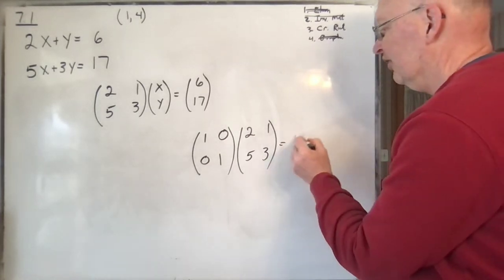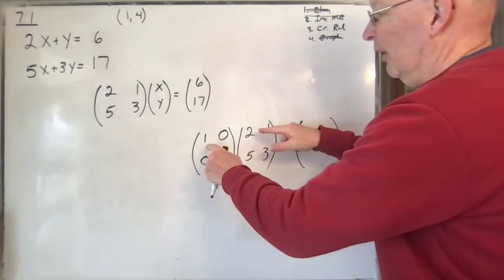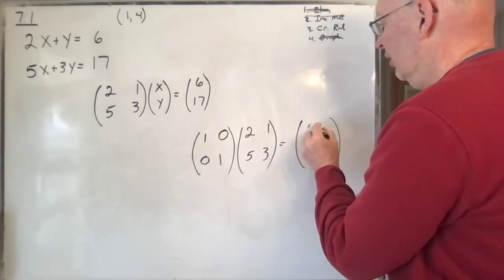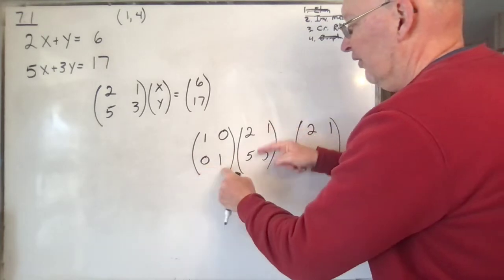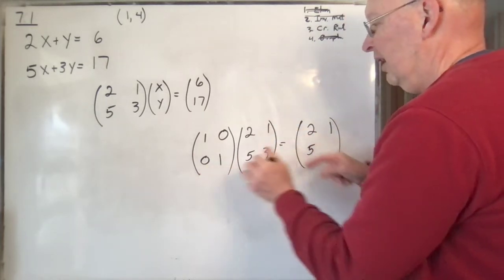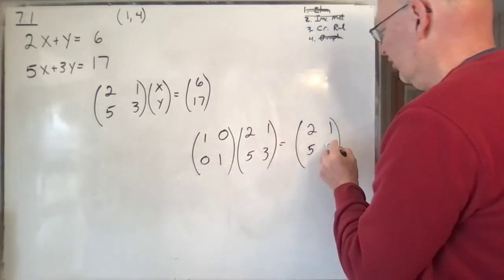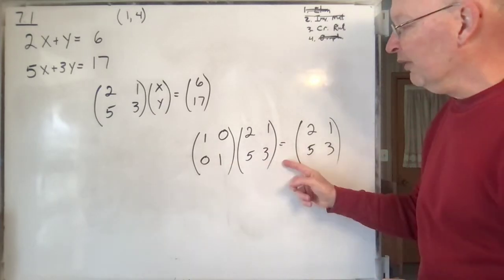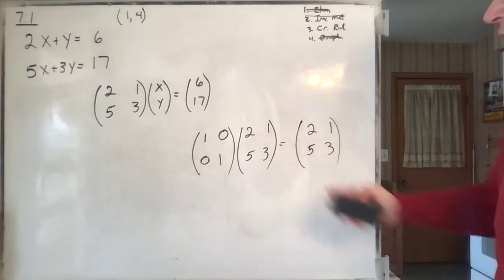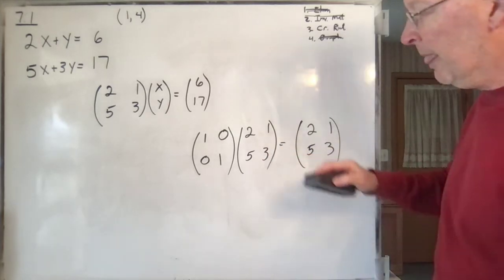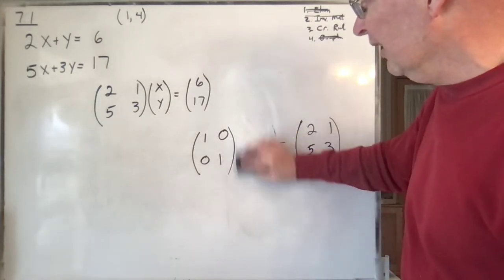Let's check it out and just see that it works. If you multiply this out, you're going to get 2 and 0 is 2. Then you're going to get 1 and 0 is 1. Then you're going to get 0 and 5, which is 5. And you're going to get 0 and 3, which is 3. And if you were to put this on the other side and do it that way, you get the same thing. So that's called the identity matrix, the multiplicative identity.